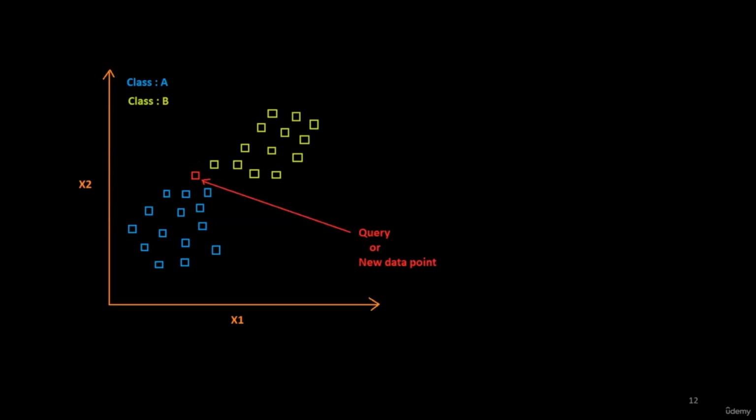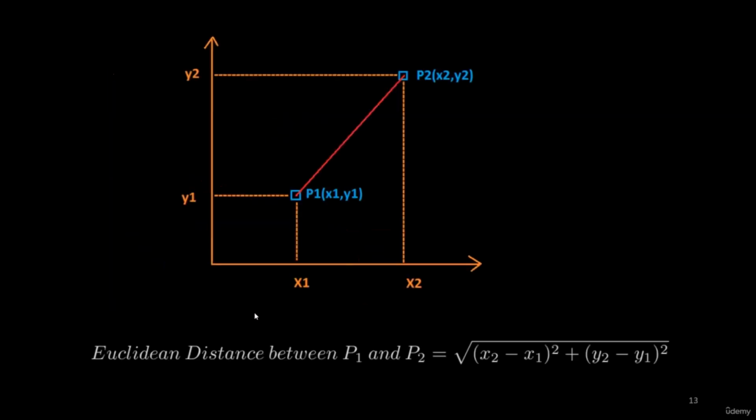So what is the Euclidean distance? This is the equation of Euclidean distance. Euclidean distance is used to calculate the distance between 2 points. Suppose we have 2 points P1 and P2 and their coordinates are x1, y1 and x2, y2. In that case, Euclidean distance will be the square root of (x2 minus x1) squared plus (y2 minus y1) squared. This is a simple equation in order to calculate the distance between 2 points. So this is our second step of the KNN algorithm.